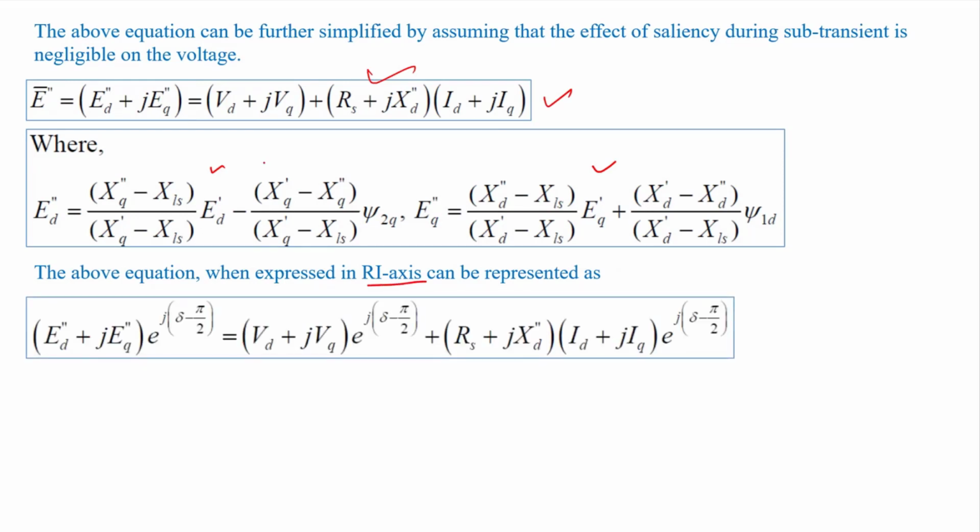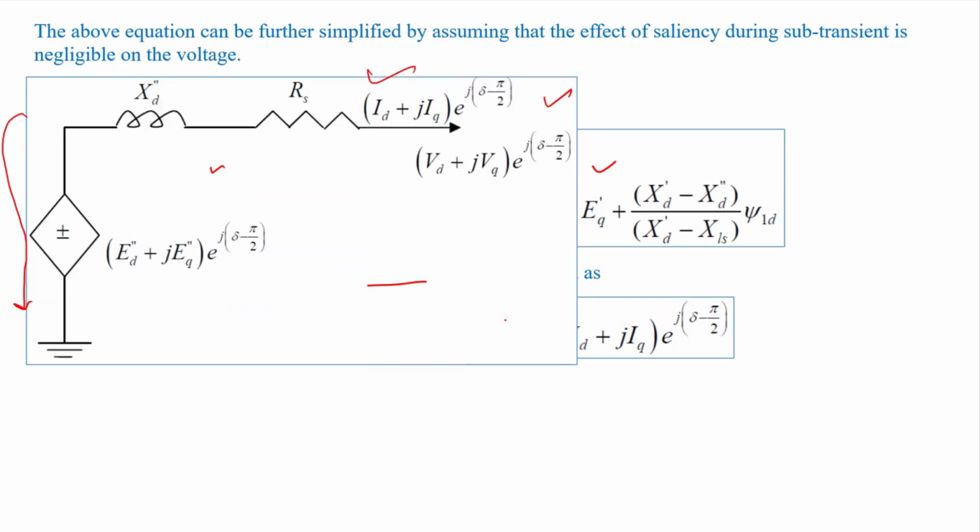Representing this equation in the common reference frame, we'll get ED double dash + jEQ double dash multiplied with e to the power j (delta minus pi by 2), because e to the power j (delta minus pi by 2) will be multiplied in the whole equation. So we need to convert into the common reference frame. Now this will be your equivalent circuit. You can see here the equivalent circuit will look like this.